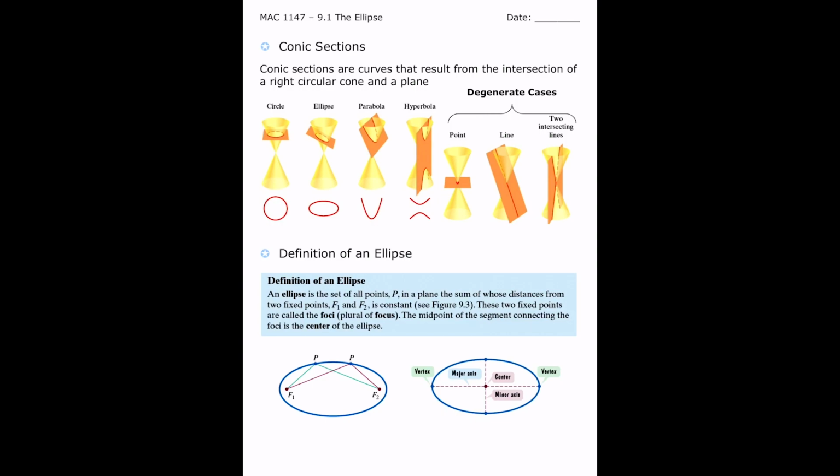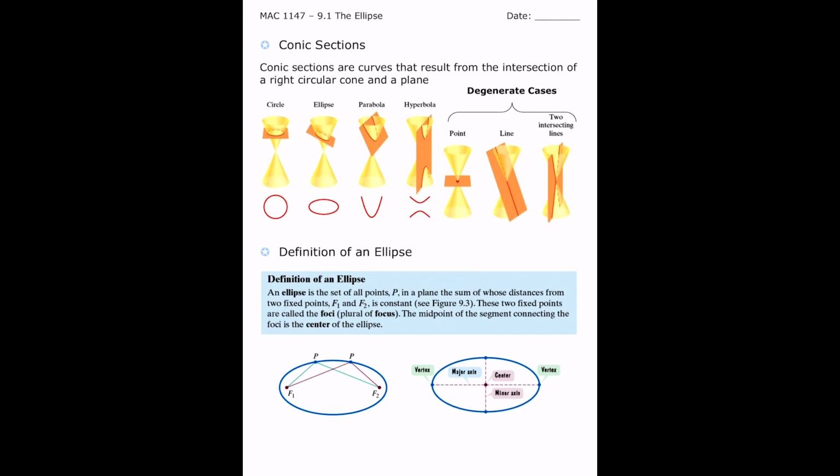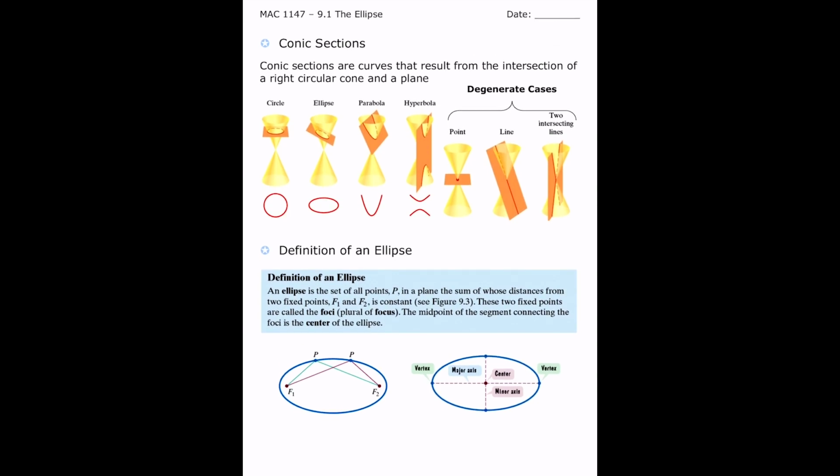All right, here we are in chapter 9 where we're going to be talking about conic sections. Conic sections are shapes that are created by taking two cones stacked nose to nose, so to speak, and then passing a plane through them. And a plane is a flat surface.